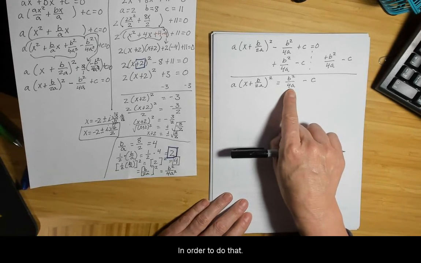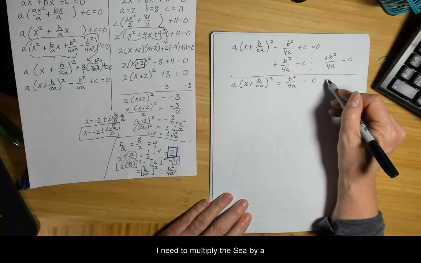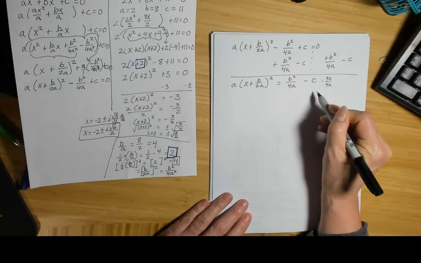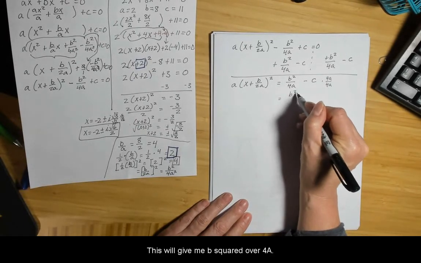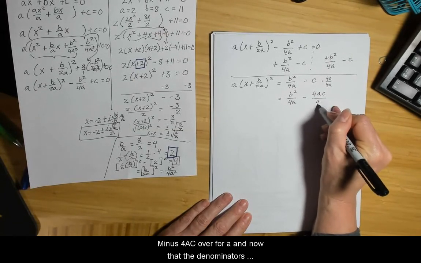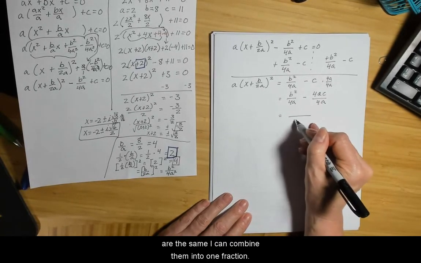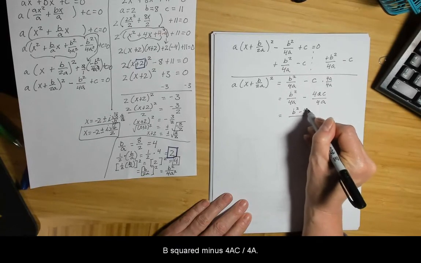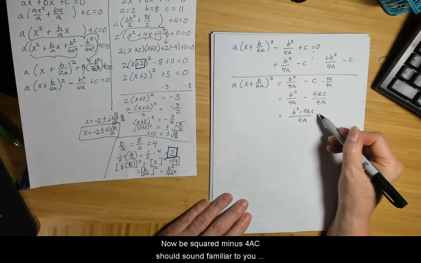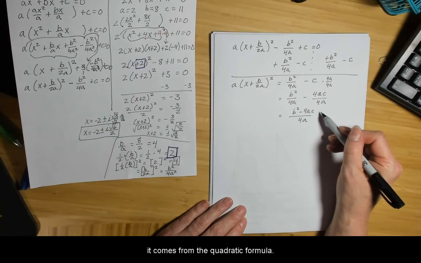In order to do that, I need to multiply the c by a over a and 4 over 4, or by 4a divided by 4a. This will give me b squared over 4a minus 4ac over 4a. And now that the denominators are the same, I can combine them into one fraction, b squared minus 4ac divided by 4a. Now b squared minus 4ac should sound familiar to you. It comes from the quadratic formula.